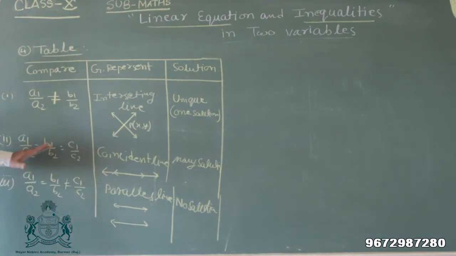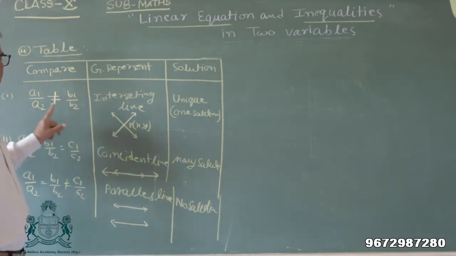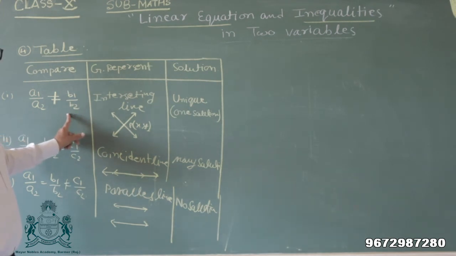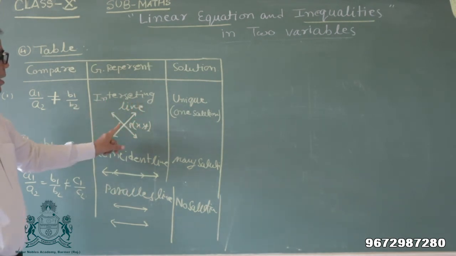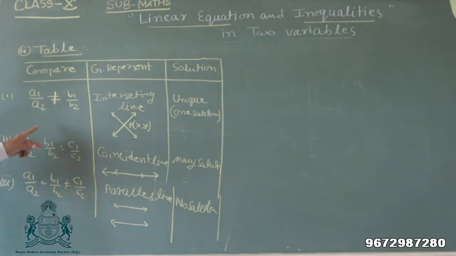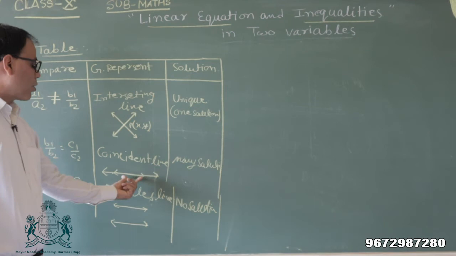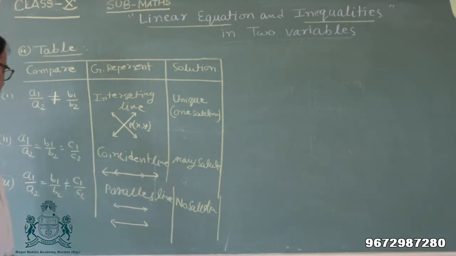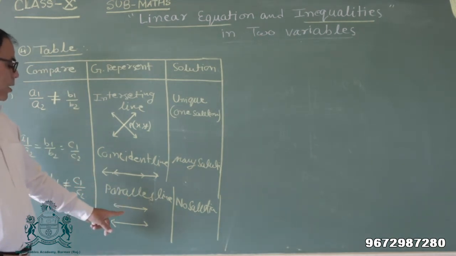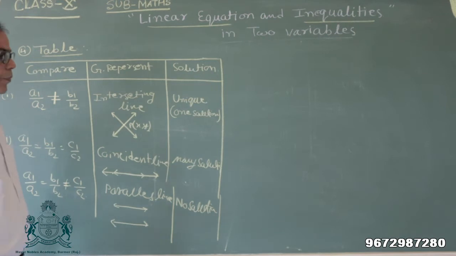Comparing the constant numbers a1, a2, b1, b2, c1, c2 and finding the solution: if a1 upon a2 not equal to b1 upon b2, then graphically intersecting lines and P is the intersect point. Second case, a1 upon a2 equal to b1 upon b2 equal to c1 upon c2: coincident line, therefore overlapping line, many solutions. Third case, a1 upon a2 equal to b1 upon b2 not equal to c1 upon c2: then two lines are parallel lines, therefore no solution.